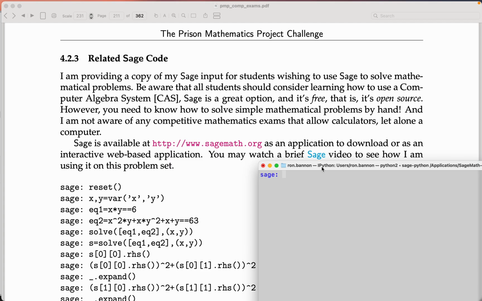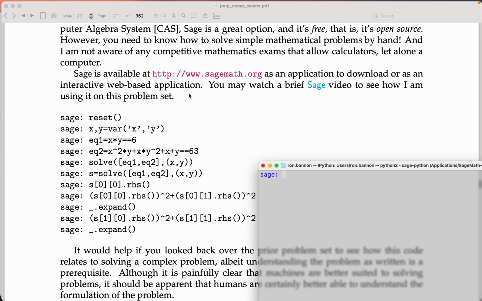Okay, we're in section 4.2.3, related Sage code. And let's go through it. Reset. Two variables, x and y. Equation 1 is being assigned x times y is equal to 6.